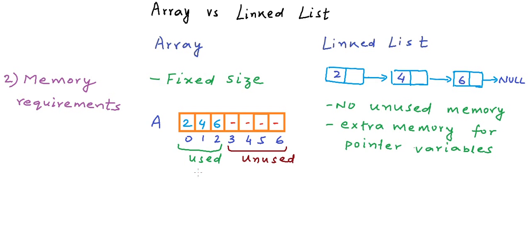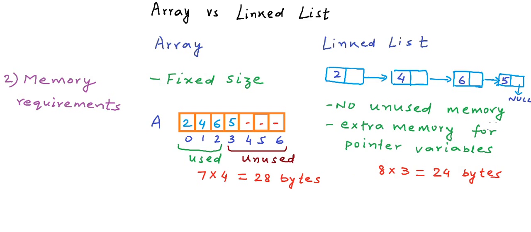So if you see, the memory requirement for this array of 7 integers is 28 bytes, and the memory requirement for this linked list would be 8 into 3, where 8 is the size of each node, 4 for integer and 4 bytes for the pointer variable. So this is 24 bytes. If we add one more element to the list in the array, we will just use one more position, while in linked list we will create one more node and will take another 8 bytes, so this will be 32 bytes.